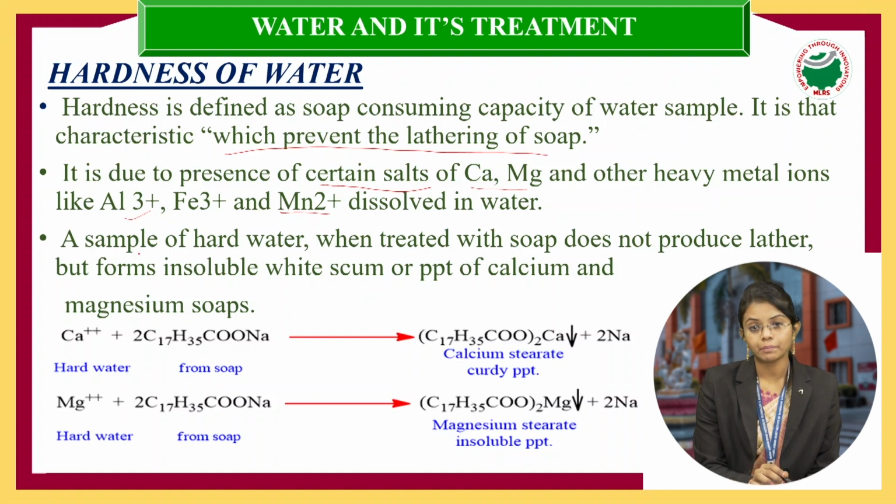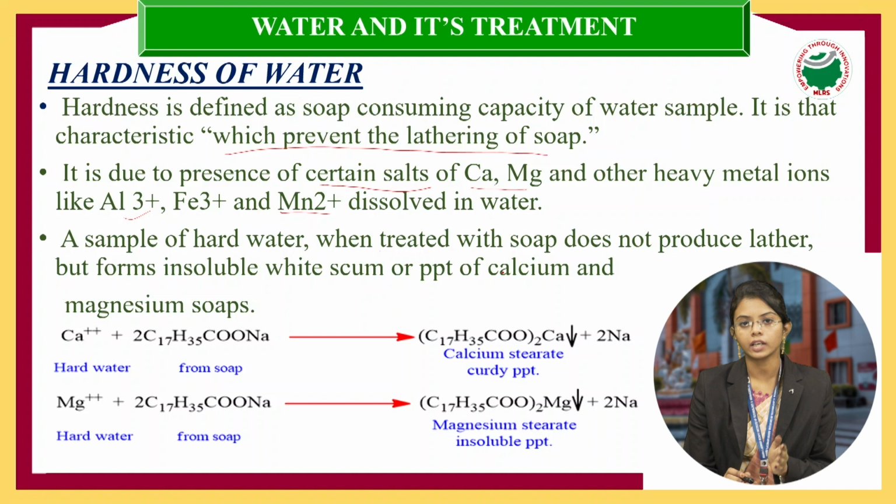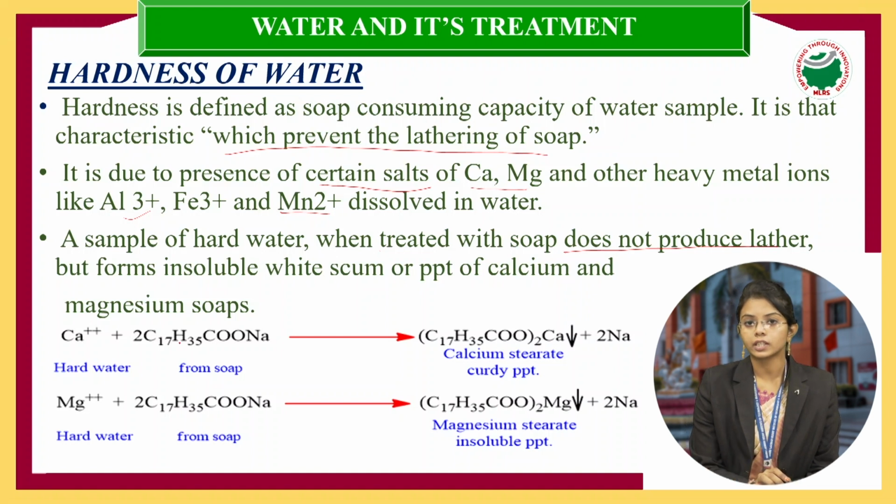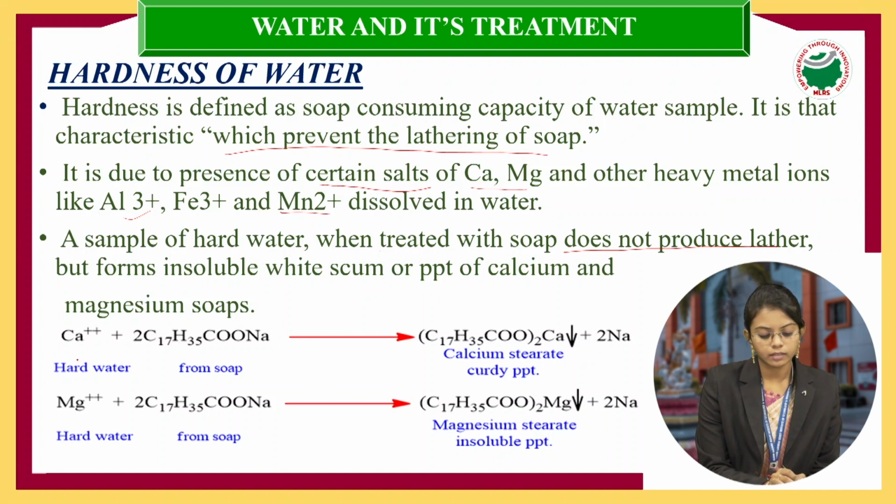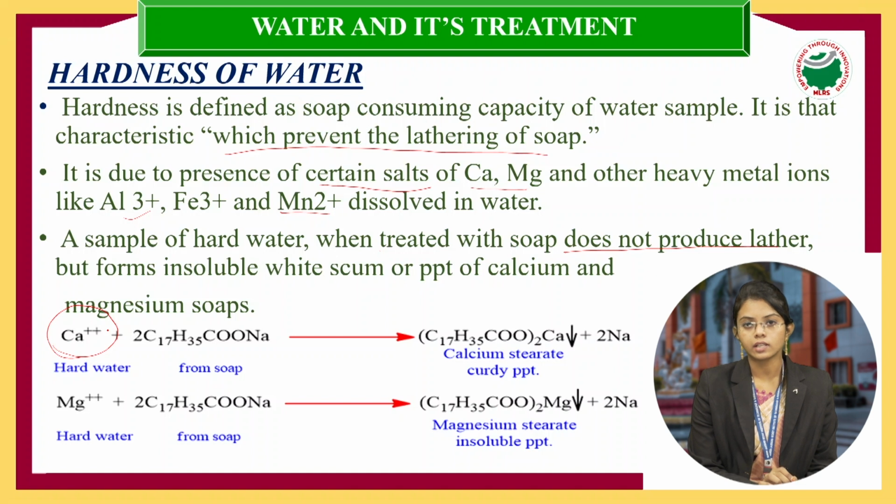If a sample is hard water, and when it is mixed or treated with soap, it does not produce any lather, but it forms a precipitate that is insoluble. You can see the reaction below, like a hard water sample that has calcium ions. These are the salts present in that water which are responsible for its hardness. Now when it is combined with soap, it gives a curdy precipitate, or it can mix with magnesium and give an insoluble precipitate.